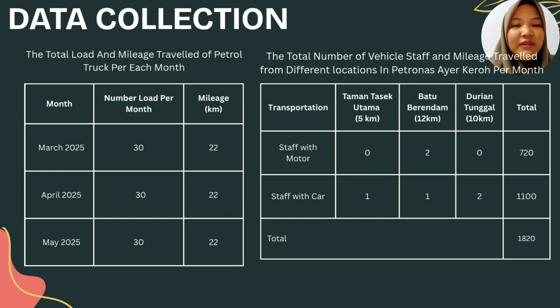Motorcycle users travel a total of 730 km per month, while car users travel around 1,100 km. In total, staff travel is 1,820 km per month. This travel data is important for estimating carbon emission from the staff community.